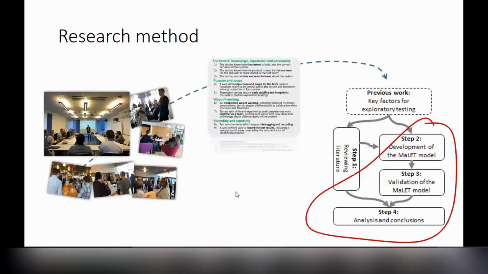The study that I'm presenting here today builds very much on our previous work. We've done a series of studies related to exploratory testing. The last study, before the one that I'm presenting today, resulted in a list of key factors that can enable efficient and effective exploratory testing. We have this list of key factors, and we used that to develop a model which we call the mallet model. Presented here today is the mallet model and also the validation of the model.